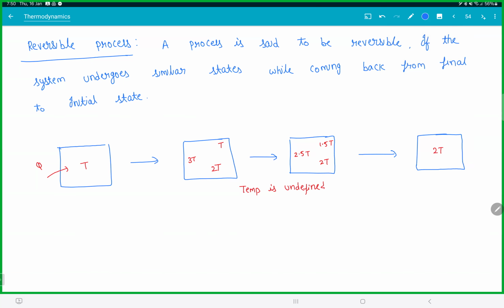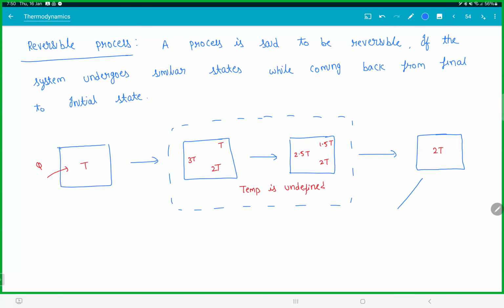This is not an equilibrium. So during this process, temperature is undefined. You can't use any of your ideal gas equations, PV = nRT. All the things that you learned are wrong. Nothing works. Making sense? Finally, everything will settle down and get temperature 2T.